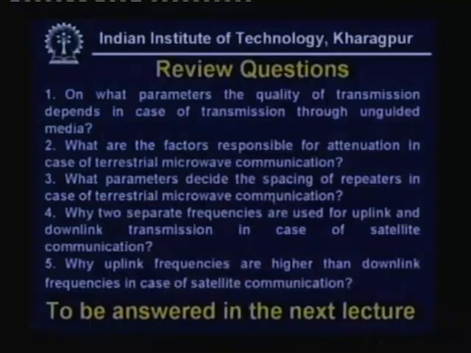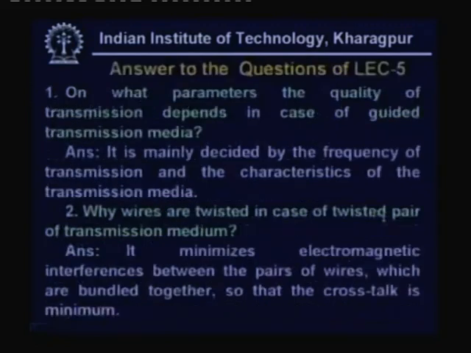Here are the review questions. Question number 1: on what parameters does the quality of transmission depend in case of transmission through unguided media? What are the factors responsible for attenuation in case of terrestrial microwave communication? What parameters decide the spacing of repeaters in case of terrestrial microwave communication? Fourth question: why are two separate frequencies used for uplink and downlink transmission in case of satellite communication? Fifth question: why are uplink frequencies higher than downlink frequencies in case of satellite communication? These questions will be answered in the next lecture.